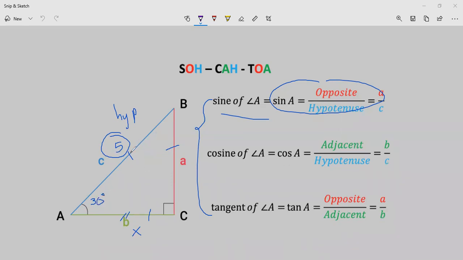Now I ask myself, which side do I have? Hypotenuse. Which side do I need to find? Adjacent. Now, which rule relates the hypotenuse with the adjacent? It is the cosine. But I don't want to find the cosine because I have the angle. I need to find this side, which is the adjacent. From this rule, I can derive another rule to find the adjacent.